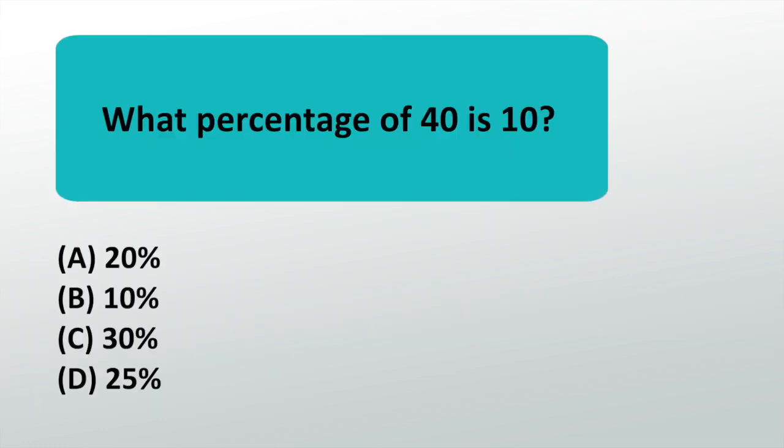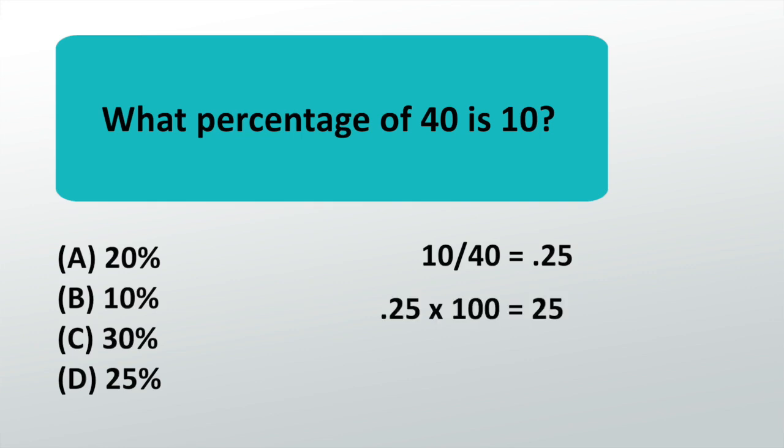Question 3. What percentage of 40 is 10? To find what percentage of 40 is 10, divide 10 by 40. 10 divided by 40 equals 0.25, and multiply that by 100. 0.25 times 100 equals 25. The correct answer is D, 25%.